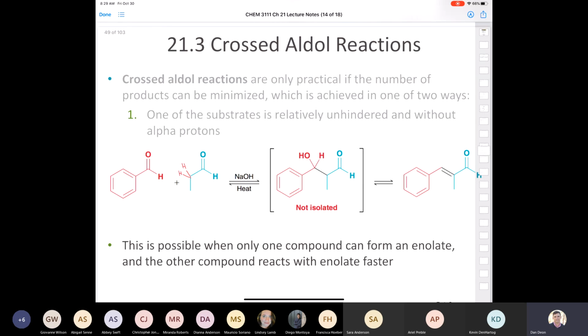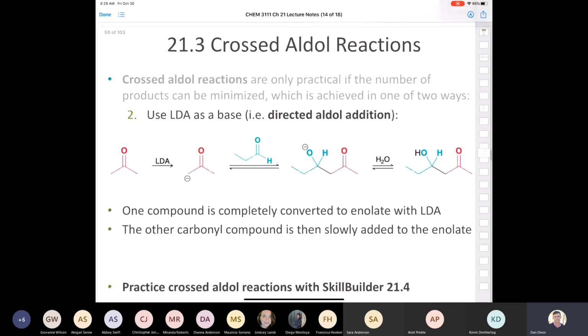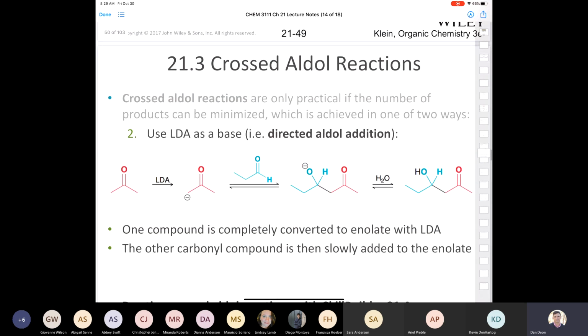Let's move on to the second way that we can guide our reaction or make the aldol addition or aldol condensation more practical, and that's to use LDA as a base. Right? Remember we talked about LDA earlier on? It was lithium diisopropyl amide. So LDA is this guy.